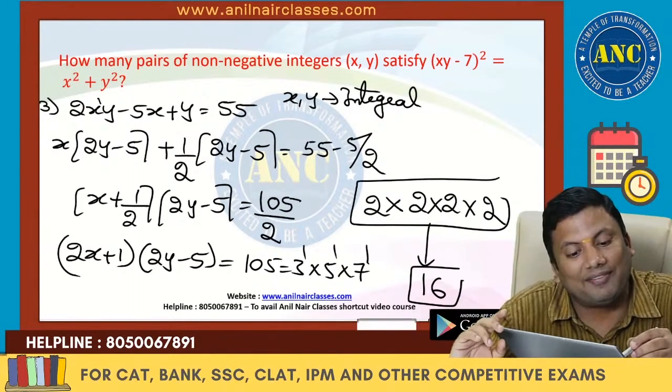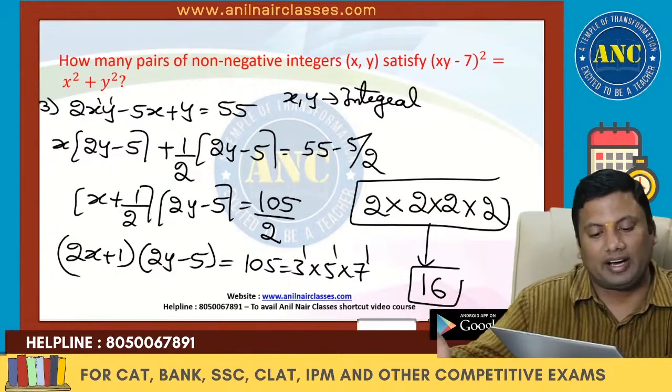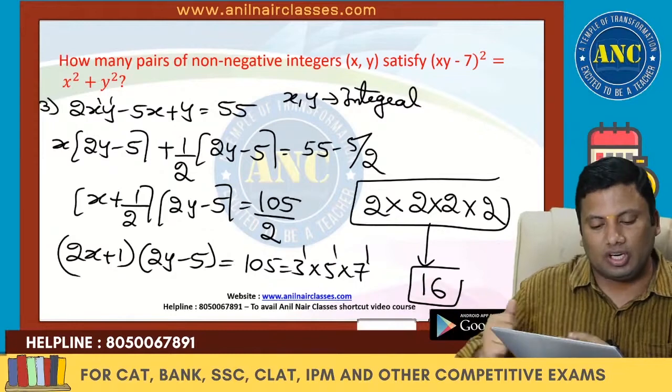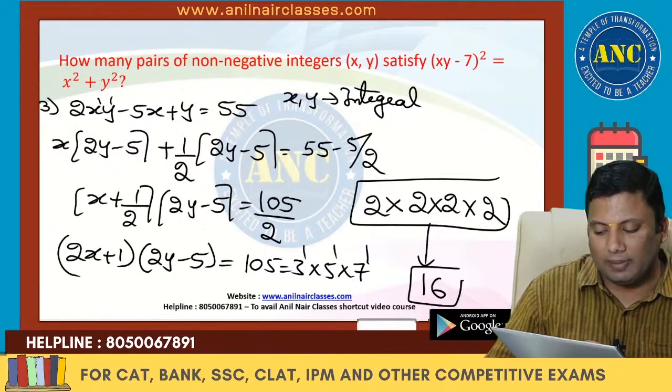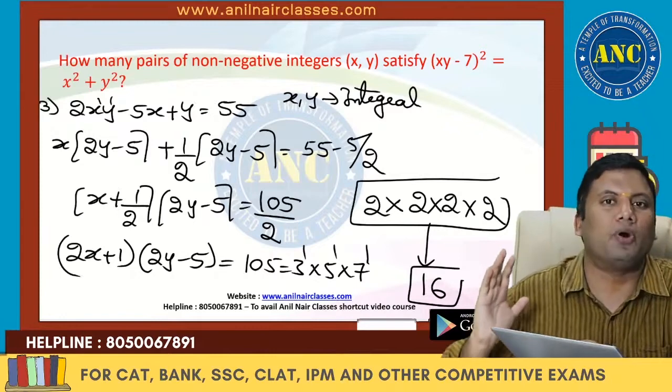If the degree of the equation is 2, write the equation as a product of two factors. Idea clear, right? Extremely important logics.